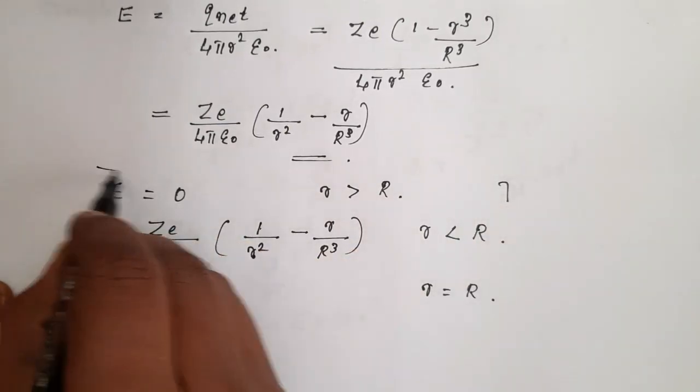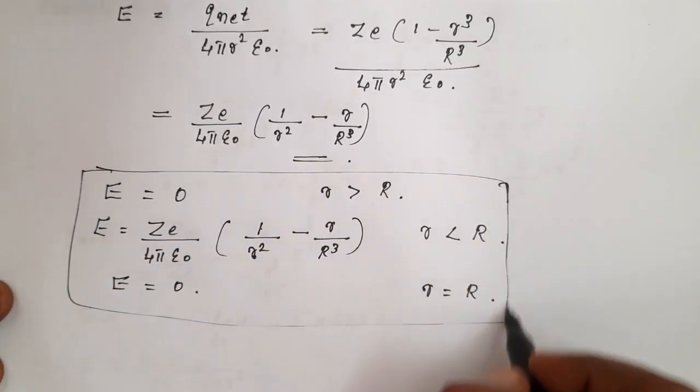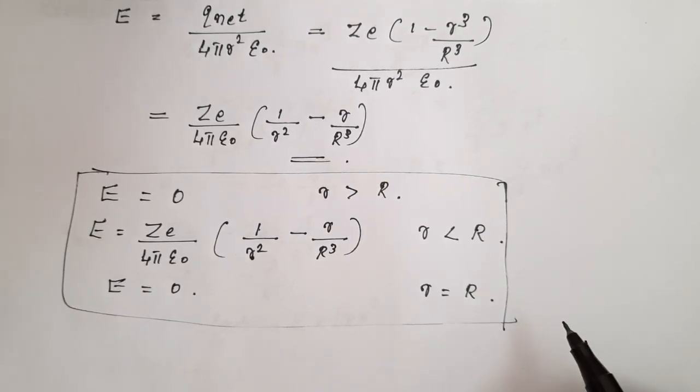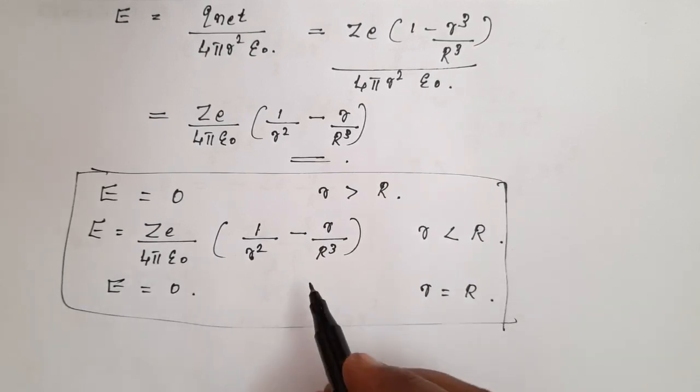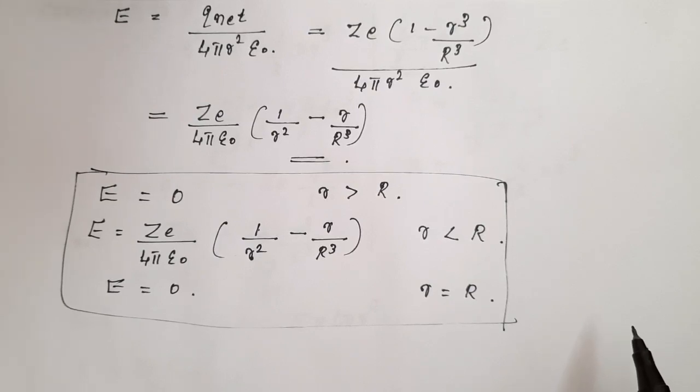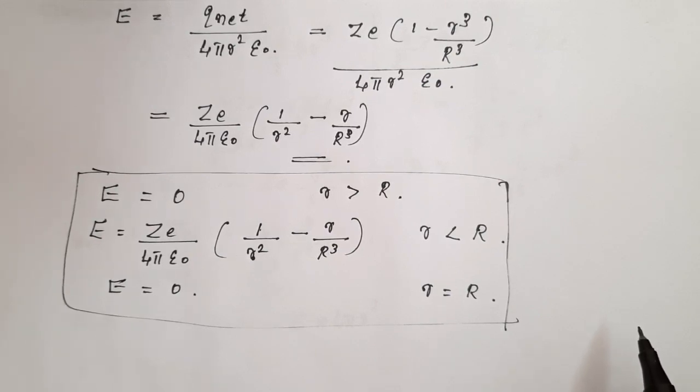So this is very important. In the case of an atom, both outside the atom and on the surface of the atom, the electric field is 0, but inside the atom, the electric field is not 0, and the electric field is given by this equation. This is as per that early model, the plum pudding model, where electrons are uniformly distributed outside the nucleus. Taking that early model, this is the electric field inside the atom.